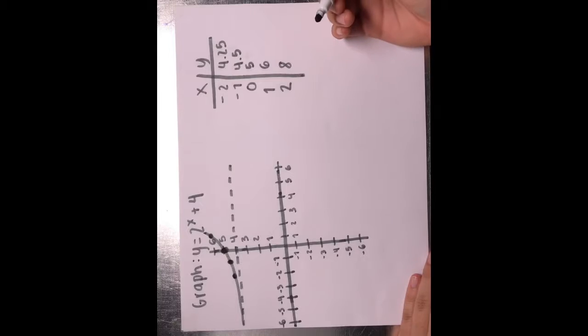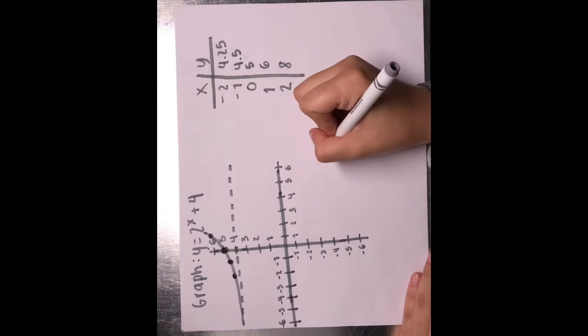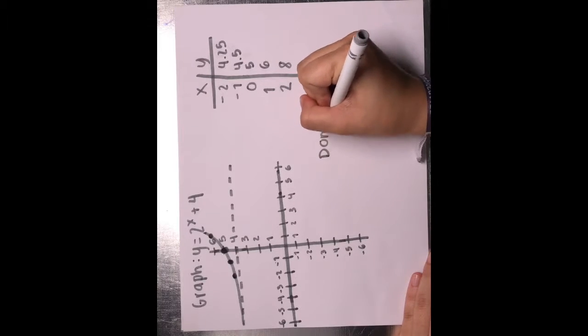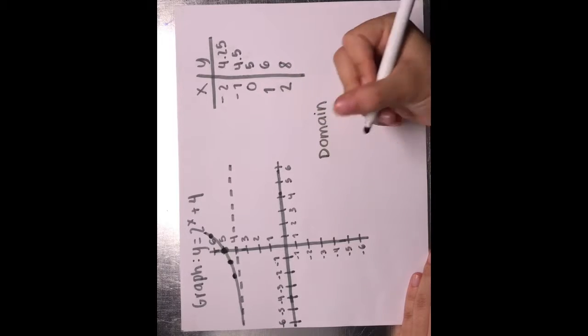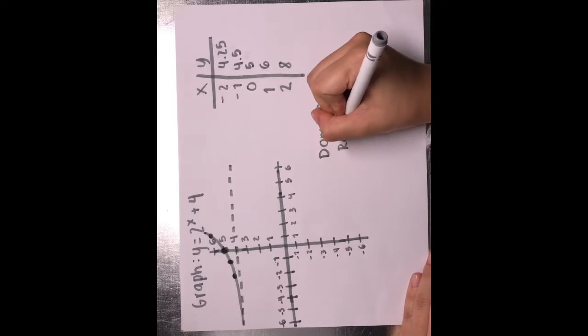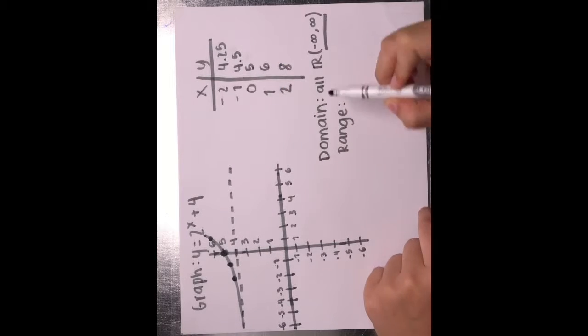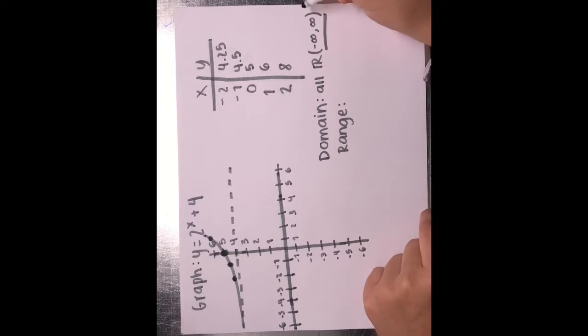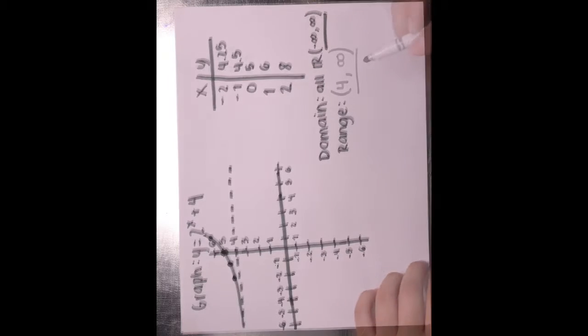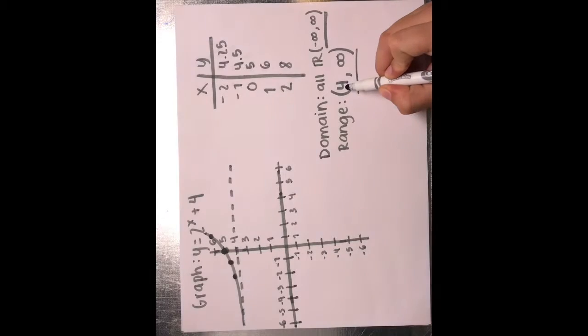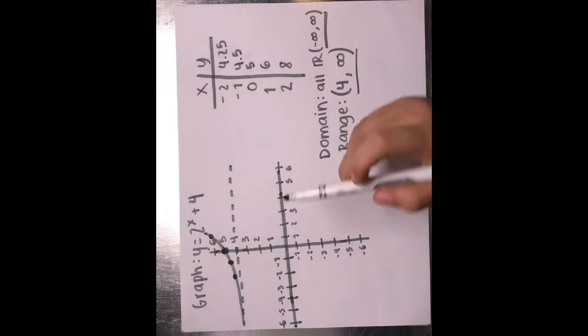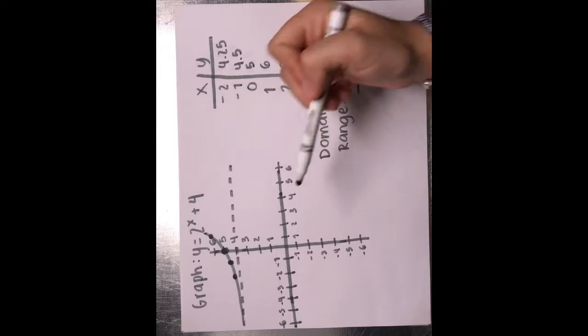The fifth step is to find the domain and range. The domain will always be from minus infinity to positive infinity. And the range will be from 4, because it is where the graph is located, to positive infinity.